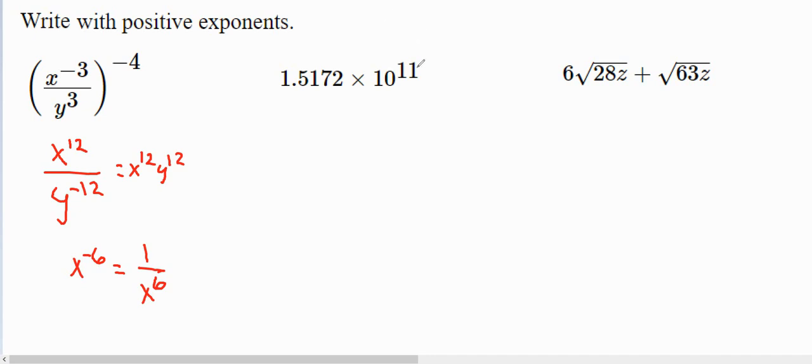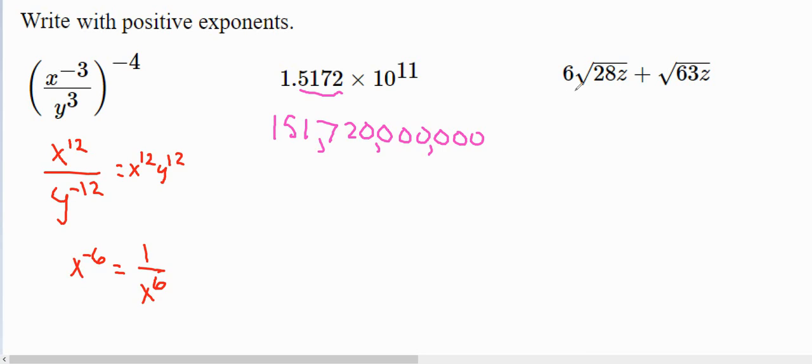On the next one, we want to rewrite this in standard form, not scientific form. So the 11 tells us how many numbers we need to have after the decimal. Right now, we can see there's 4 right there. So I'm going to rewrite this as 1, 5, 1, 7, 2. There's 4 numbers there after the first one. So we're going to put enough zeros on there until we get 11. So we have 4, so this would be 5, 6, 7, 8, 9, 10, and 11. And then we can go back and put our commas if we want to.